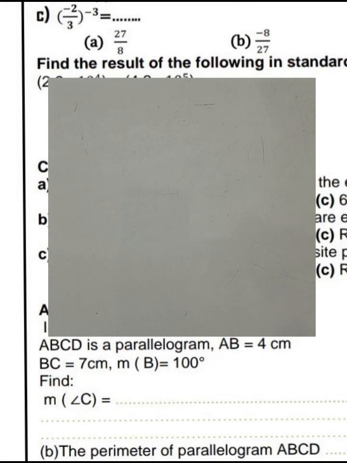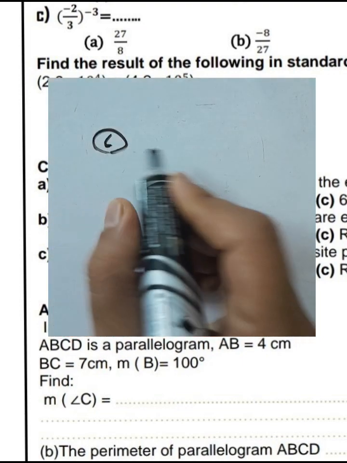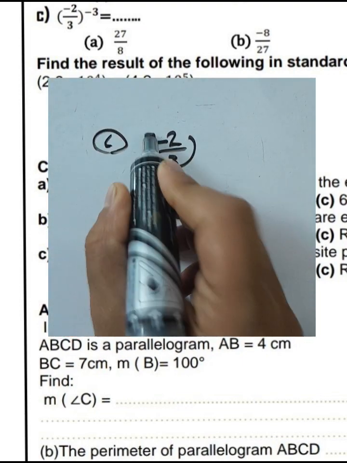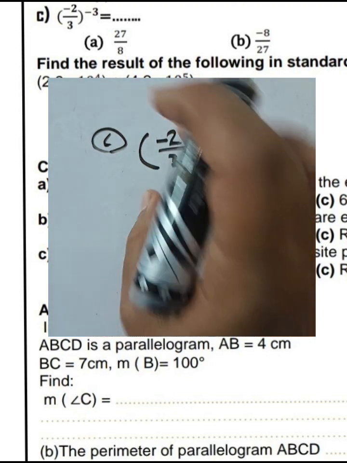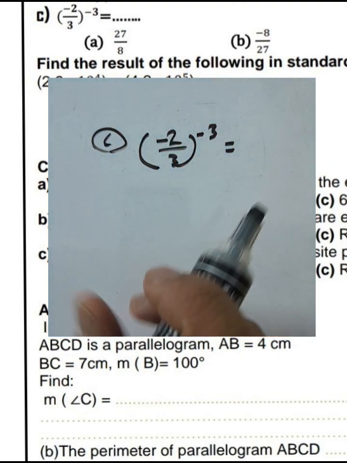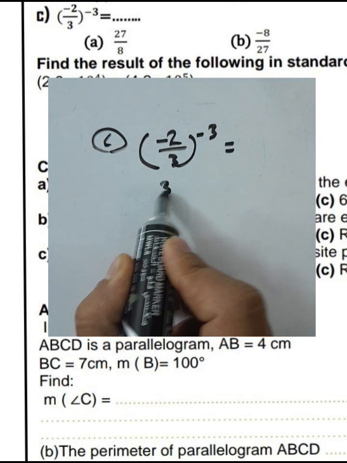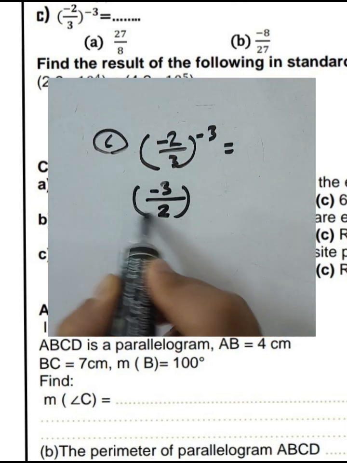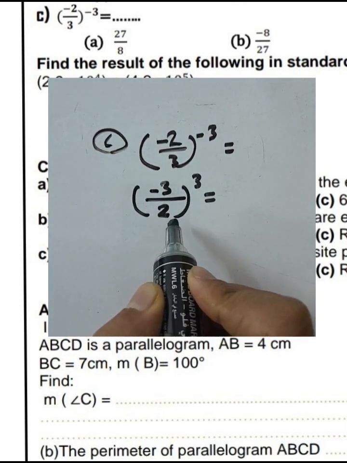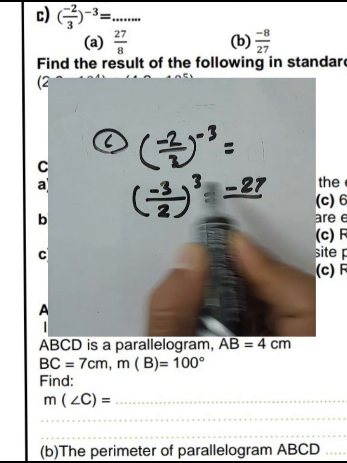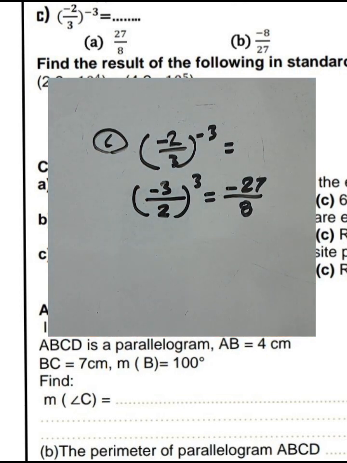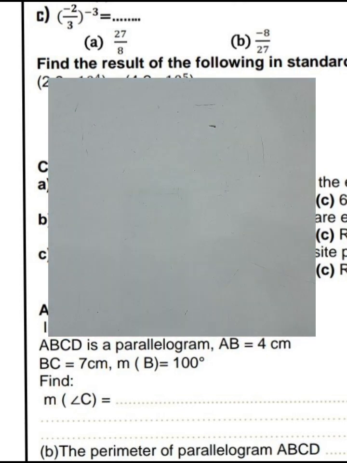next question letter C. We have negative 2 over 3 all to the power negative 3. This power we can write as the inverse of this function, the reciprocal. It will be 3 over 2 and write negative outside. Okay, write reciprocal and then write negative 3 to the power 3, it will be 27, and 2 to the power 3, it will be 8. The result will be negative 27 over 8.